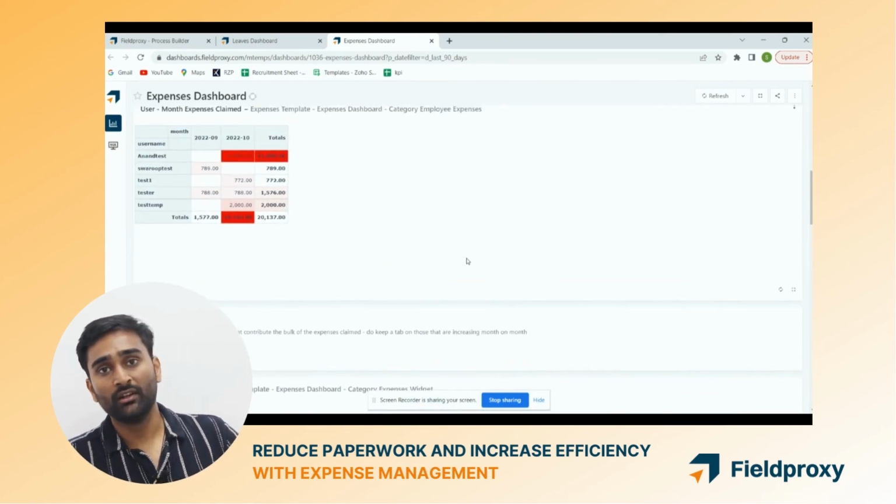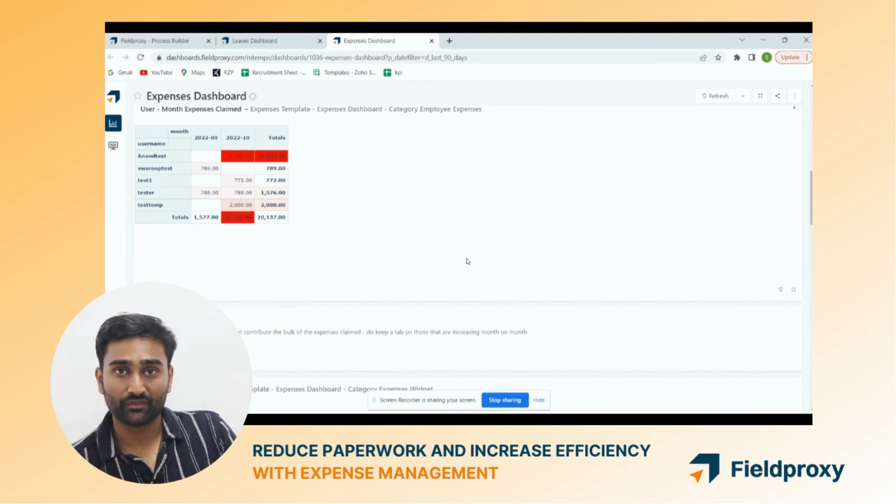So this is how the whole expense management process works, how the data is collected, and how it is represented for you.